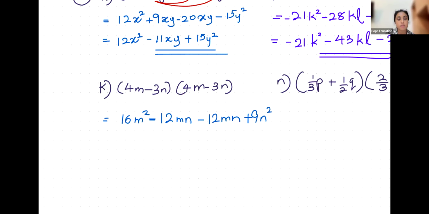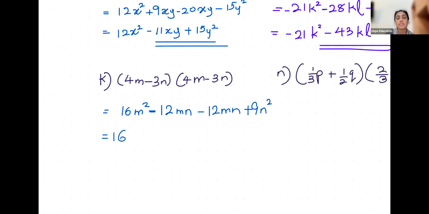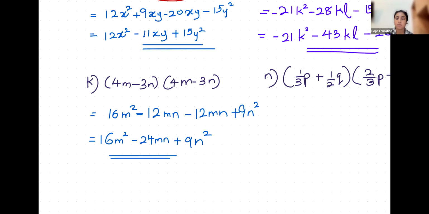So 16m squared minus 12mn minus 12mn. Then 12, 12. They both have the same sign. So 12 plus 12 is 24 and I put the same sign: minus 24mn plus 9n squared. Is this clear, Lamai? Thumbs up again.